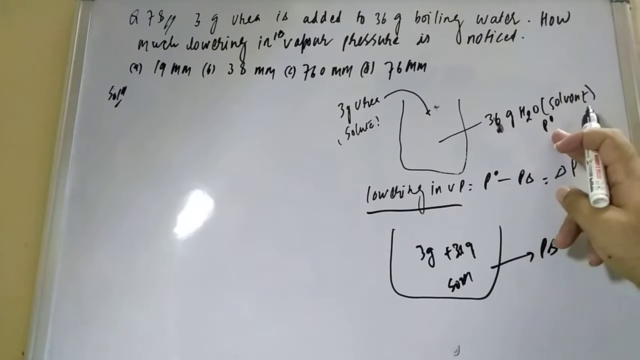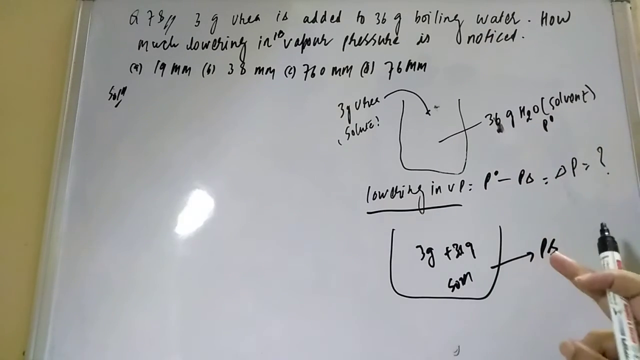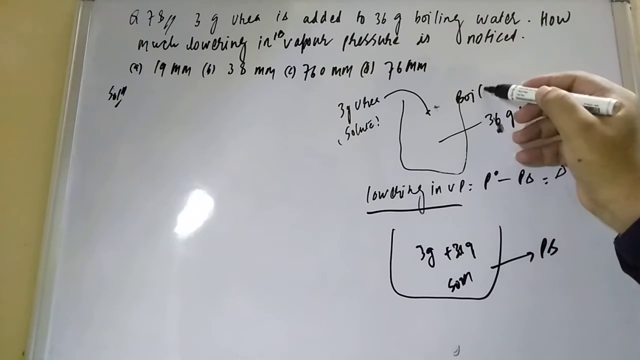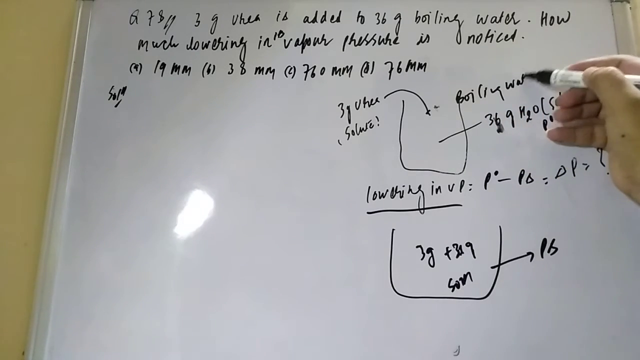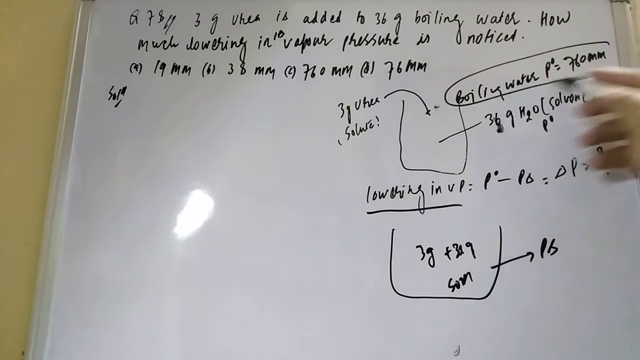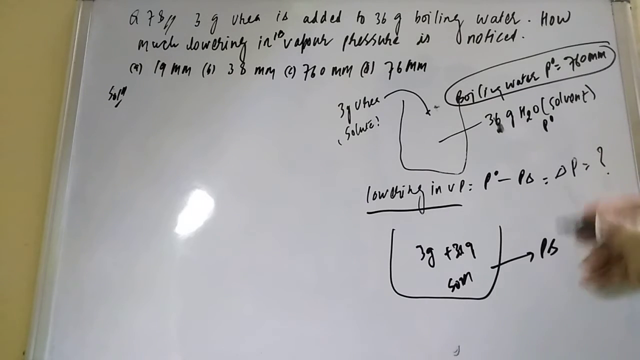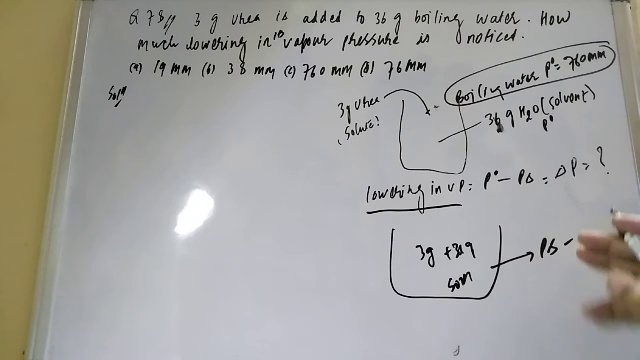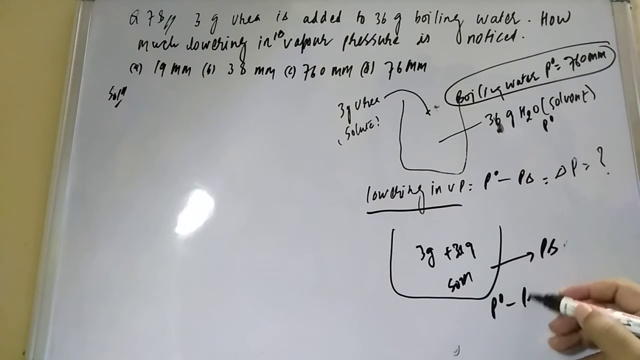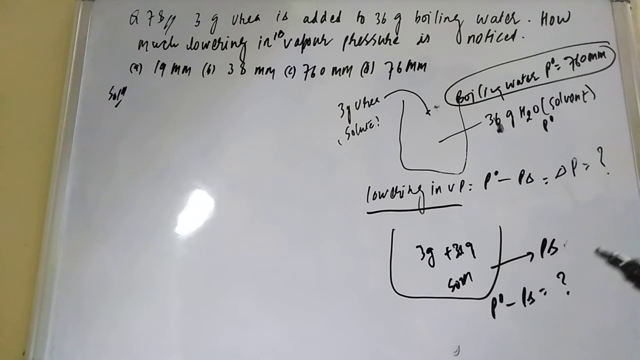Initially P naught is there, and then Ps. They are talking about boiling water, and at boiling, P naught is equal to 760 mm. So this one is given, 760. But Ps they are asking. Lowering means P naught minus Ps. If you can understand the question, you will usually be able to solve.